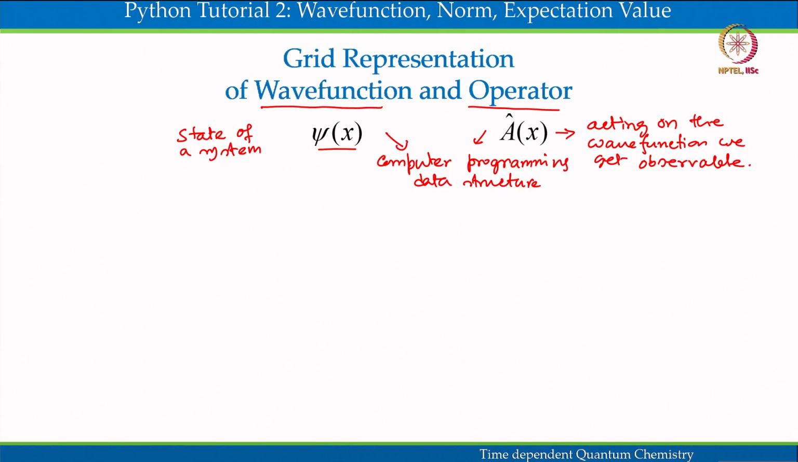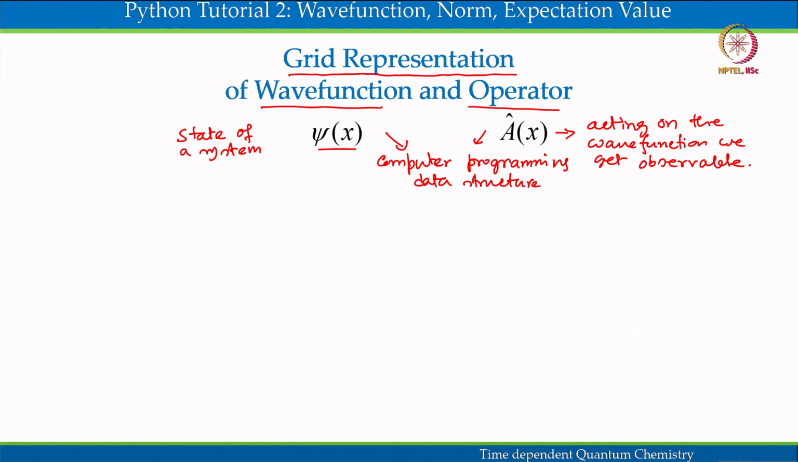Almost all currently available numerical methods for solving quantum mechanical problems make use of grid representation of the wave function and the operator. So one way to do this is the grid representation. What is grid representation? I will present it.